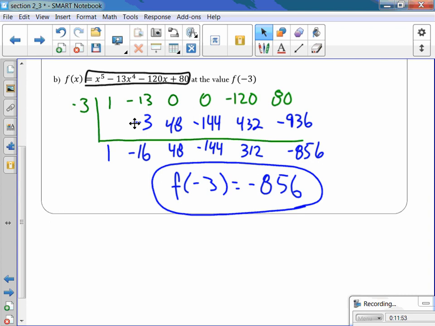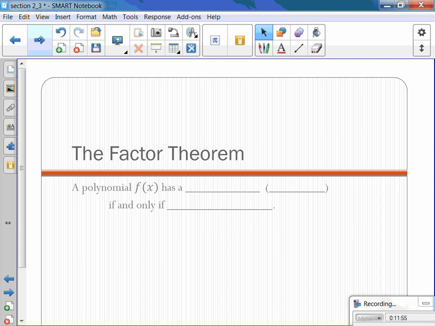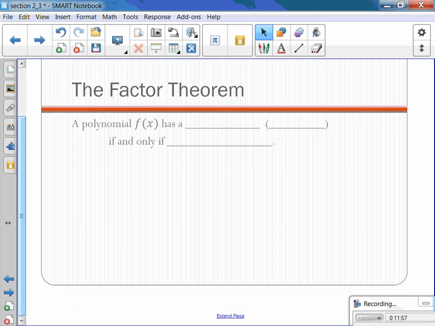The factor theorem. A polynomial f of x is said to have a factor of x minus k if and only if f of k equals 0. It's the same thing we talked about with the long division. If we wind up with a remainder of 0, that very last position, then we know that we actually have a factor, the x minus k, the one that we're dividing by.